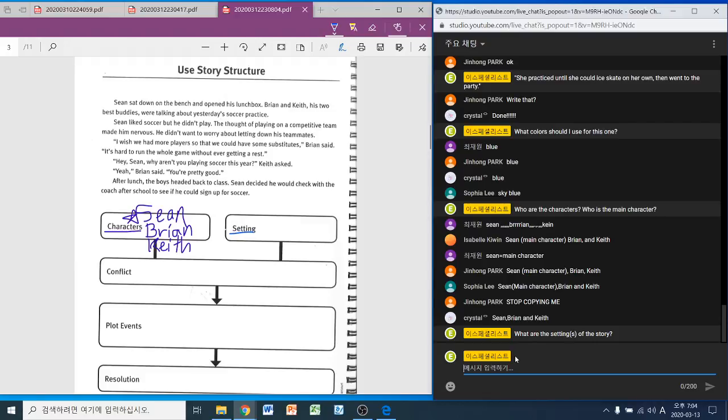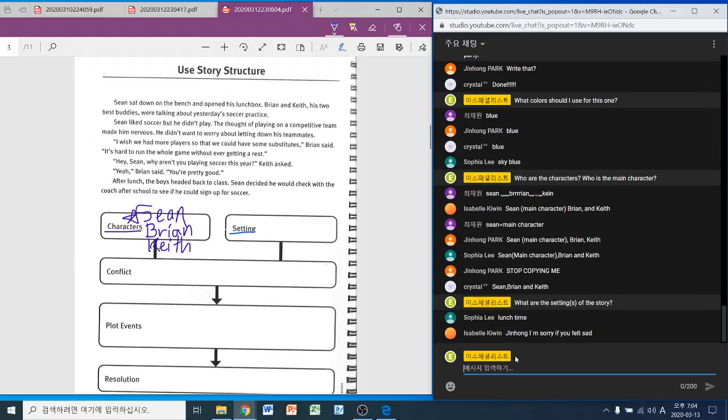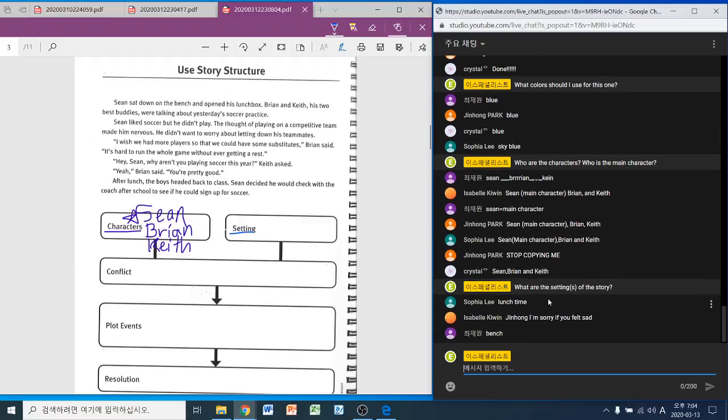Where and when? Remember, setting has where and when. Sophia says lunchtime. Yes, we know it's lunchtime because they're eating from their lunch box and they're going to head back to class later.